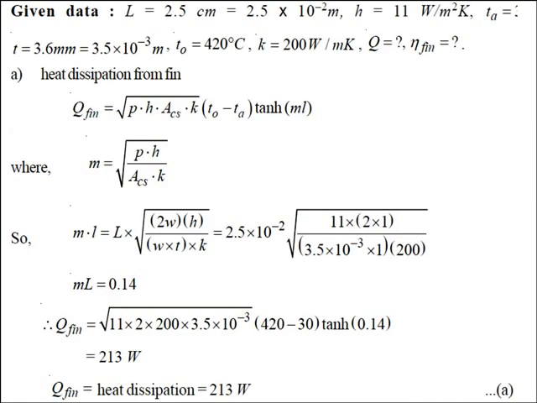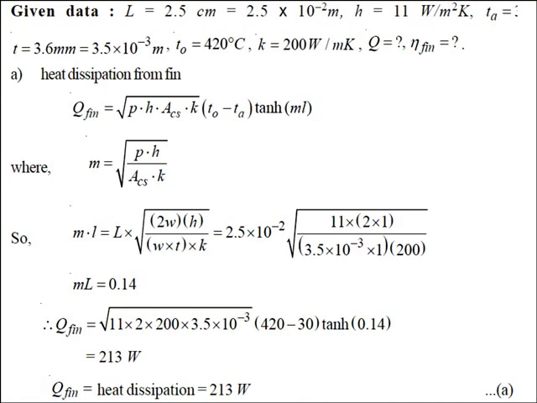So friend, in the data it is given length 2.5 centimeter, that is 2.5 into 10 power minus 2 meter. h value is 11 watt per meter square Kelvin. Surrounding temperature is 30 degrees Celsius. Base temperature is 420 degrees Celsius. Thickness is 3.5 mm, that is 3.5 into 10 power minus 3 meter. Thermal conductivity is 200 watt per meter Kelvin. We have to find out Q and fin efficiency.